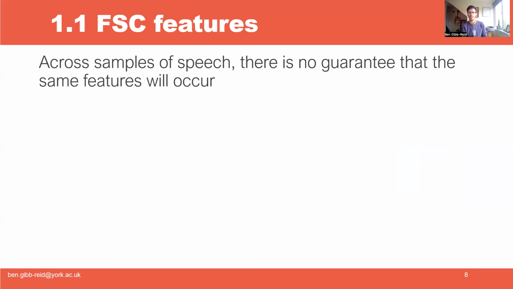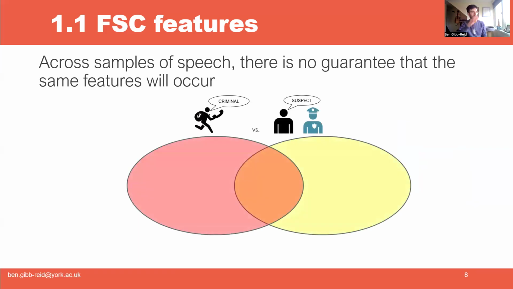Part of the interest in frequency is because across samples of speech, there's no guarantee that the same features are going to occur. So I've just got a Venn diagram here, imagining a scenario. You have the criminal recording, the known recording. They might have loads of tokens of trap in both recordings.